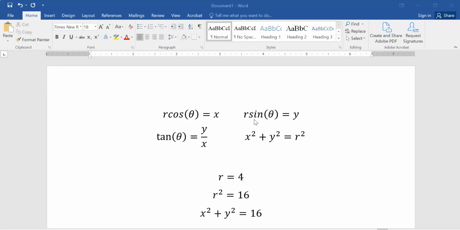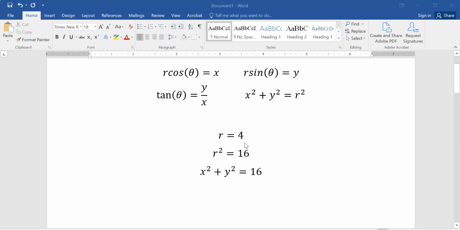All right, so we have these 4 replacement equations. We can replace an r cosine theta with an x. We can replace an r sine theta with a y. We can replace an r squared with an x squared plus y squared. We can replace a tangent theta with y over x. Now, in this case, unlike the last case, we don't want to square things. So when we dealt with our circle before, we just had r by itself. So squaring made sense in that case.